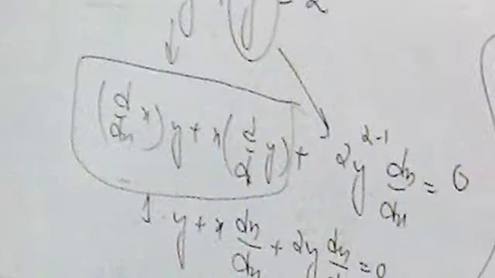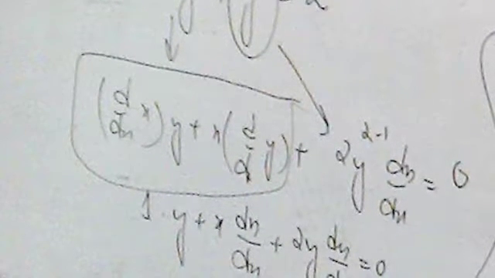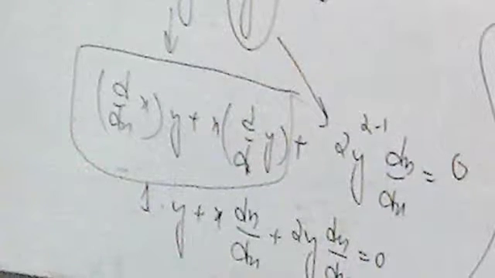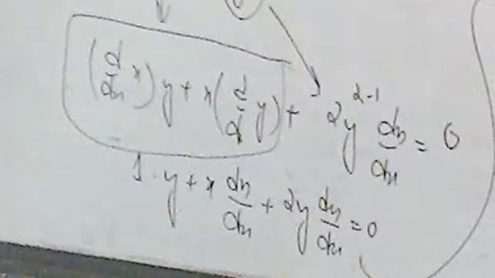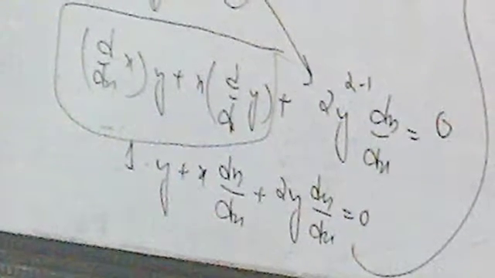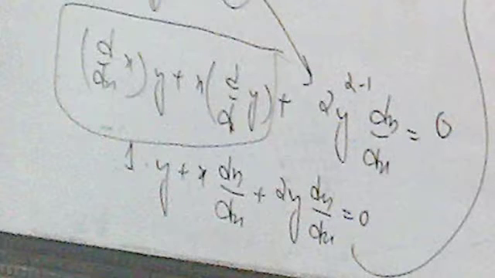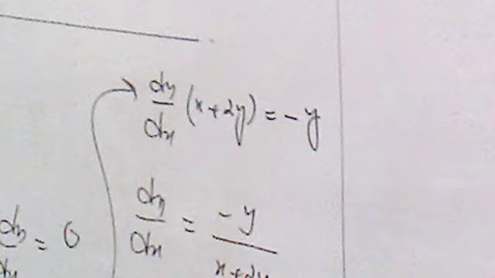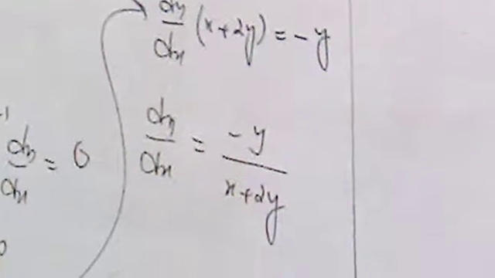Now we apply the product rule. The derivative of x is 1, the derivative of y is dy by dx. Now in this question we have 2 dy by dx. We take these values common and move y to the right side and then divide by x plus 2y.